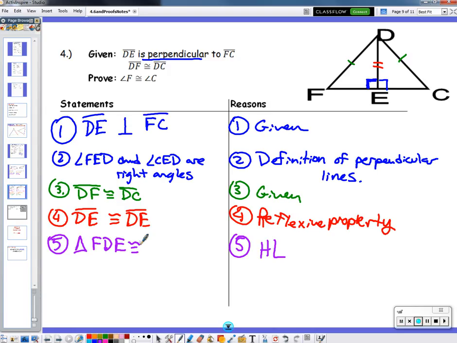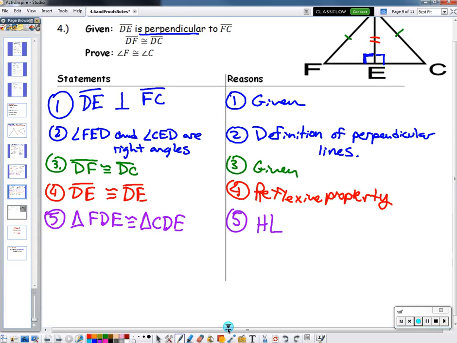That wasn't the goal. The goal was to show that angle F was congruent to angle C. Are angle F and angle C congruent? The reason being, F and C are corresponding parts of the two congruent triangles. So since they're corresponding, they have to be congruent to each other. So I can say in step 6 here, angle F is congruent to angle C because corresponding parts of congruent triangles are congruent. Now, that took us 6 steps.